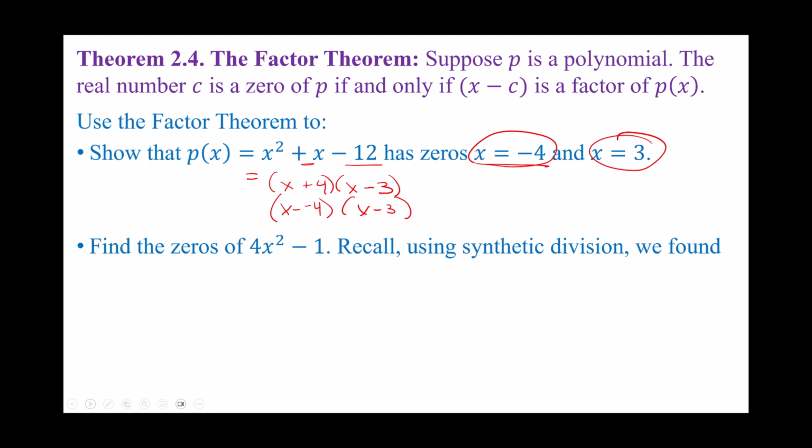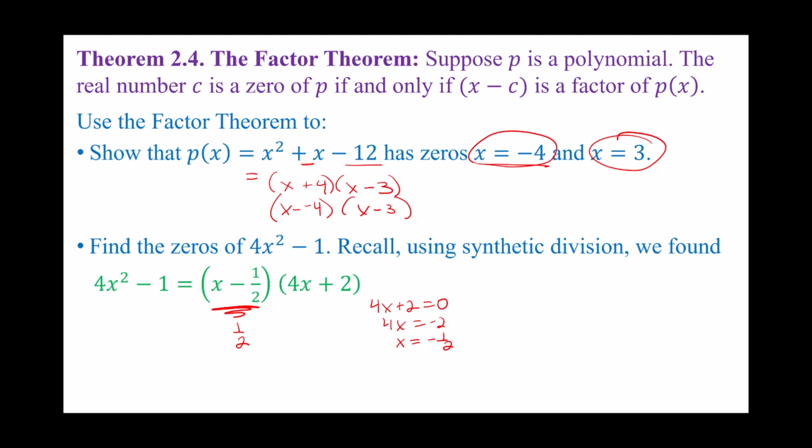Let's find the zeros here of 4x squared minus 1. With synthetic division, this is what we got. We did this in a previous section. So what are our factors? Well, this right here we get are our zeros. Here we get a 0 of 1/2. And when does this other factor equal 0? That would be when 4x equals negative 2. So x equals negative 1/2. So our zeros are 1/2 and negative 1/2.